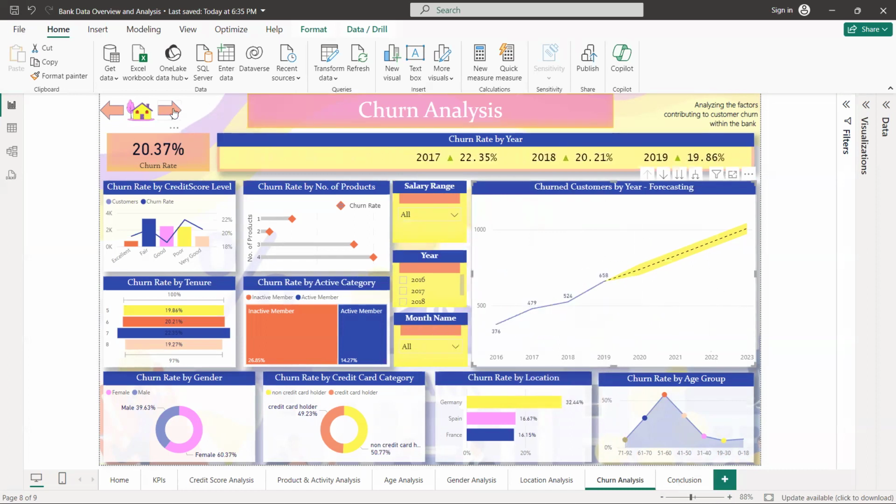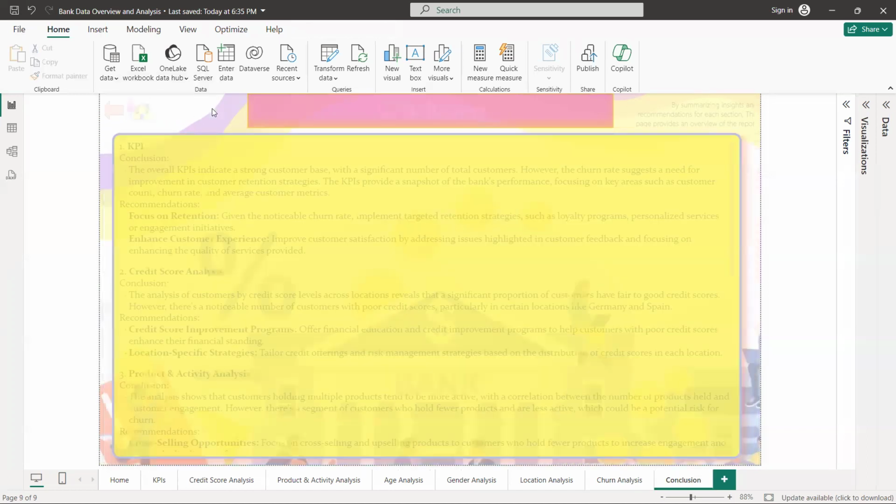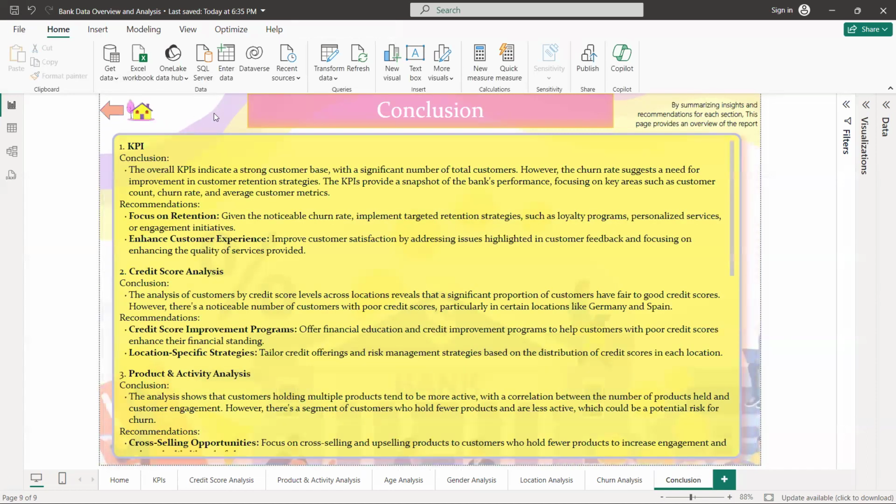Okay. Moving on to the last page. The final page of this report provides an overview of the entire project by summarizing the key conclusions from each section. Based on these insights, it also offers targeted recommendations to guide future actions and strategies for the bank's better performance.